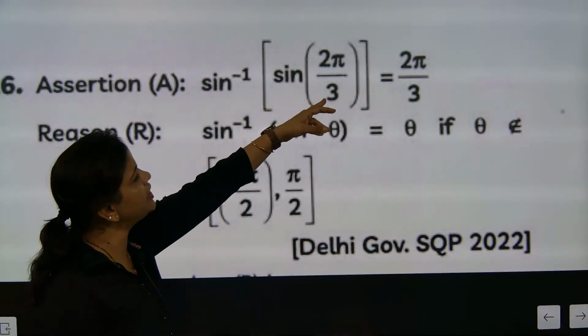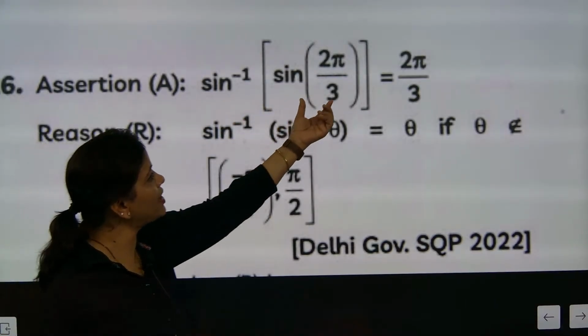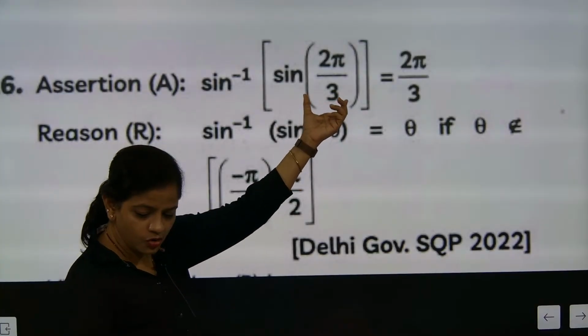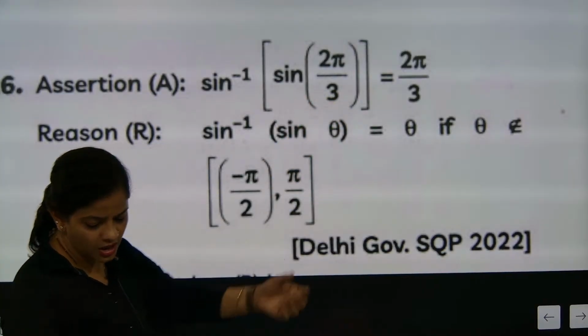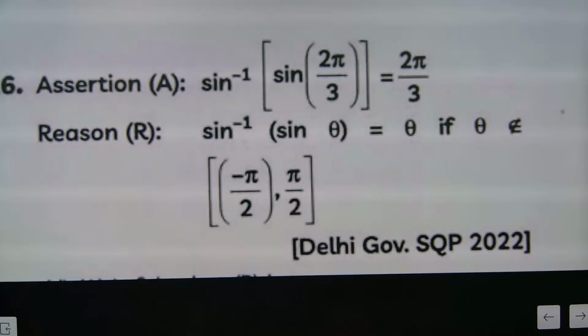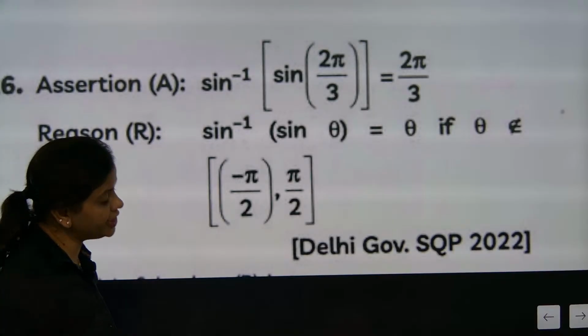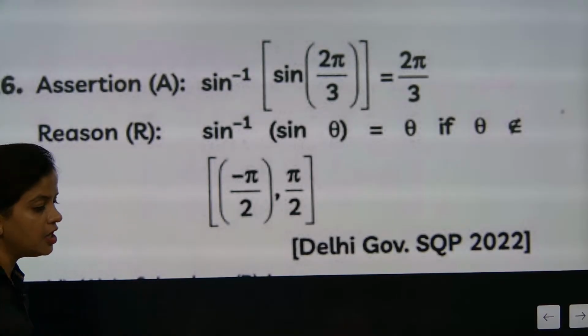Sine inverse sine 2 pi by 3. 2 pi by 3 is bigger. So here please take care of this question very carefully. This question needs to be handled very carefully. So please kindly solve this question very carefully.